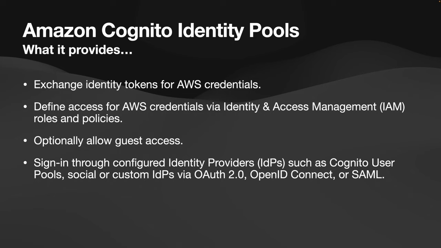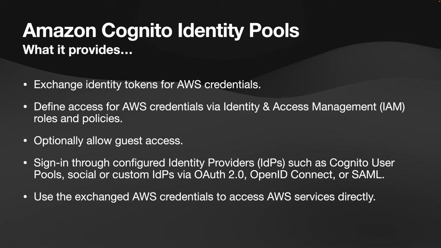In the context of identity pools, Cognito user pools are just another identity provider that can provide an identity that will allow you to exchange your tokens for a set of valid AWS credentials. So once you have your tokens, you can request those AWS credentials, and they will be issued to you appropriate to your user, whether you're signed in or whether you're a guest access and so on.